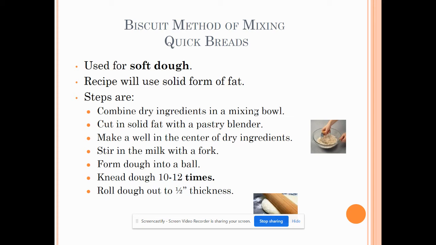So be very, very careful when preparing your soft doughs and be mindful of the thickness that it requests before you place it into the oven. The last part of this method is cutting out your biscuits. Most biscuits can be cut out with a biscuit cutter. If you don't have a biscuit cutter, a glass with a thin rim will work as well.